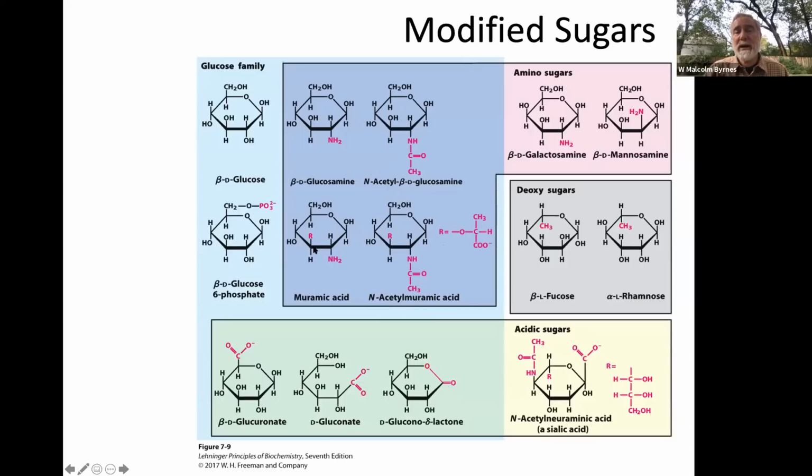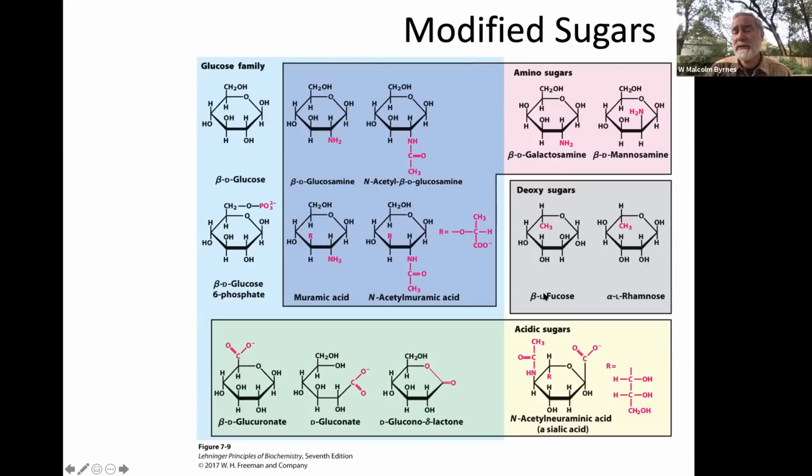By the way, we see muramic acid in the bacterial cell wall structure, as we'll see later. Now, galactose can also be modified with an amino group to form beta-D-galactosamine. Mannose can too, beta-D-mannosamine. We talked about some deoxy sugars, D-ribose, but here are some others: beta-L-fucose and alpha-L-rhamnose.